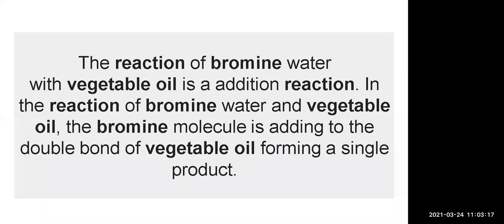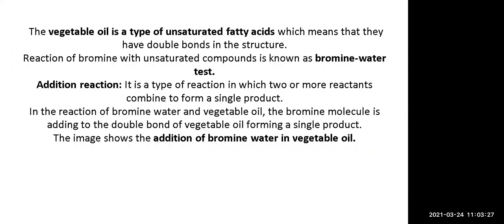What happens here in the reaction of bromine water with vegetable oil? The bromine molecule is adding to the double bond of vegetable oil, forming a single product. So here, vegetable oil is an unsaturated fatty acid, which means that it has a double bond in the structure. So the reaction of bromine with an unsaturated compound is known as the bromine water test.